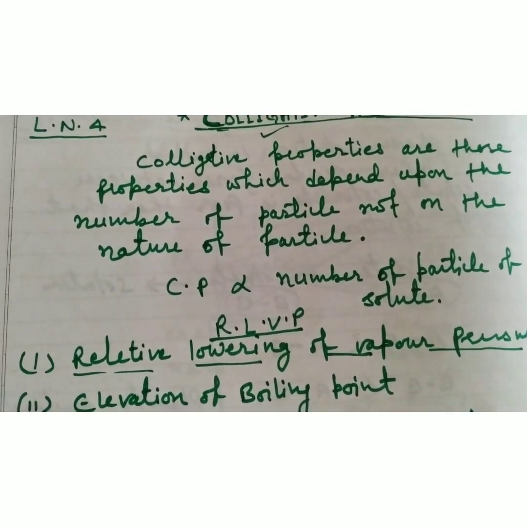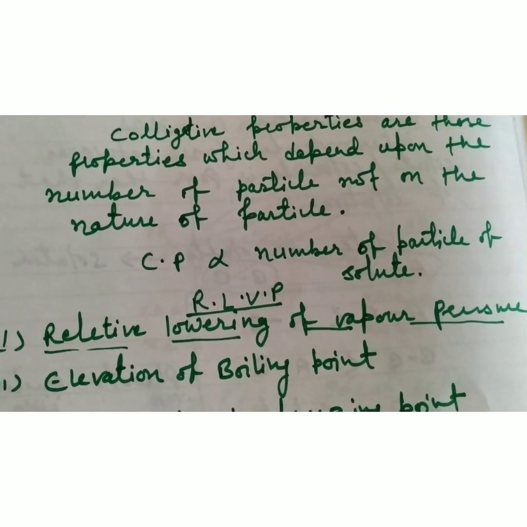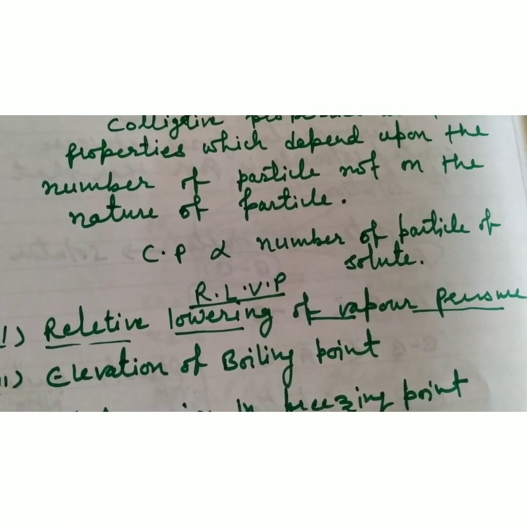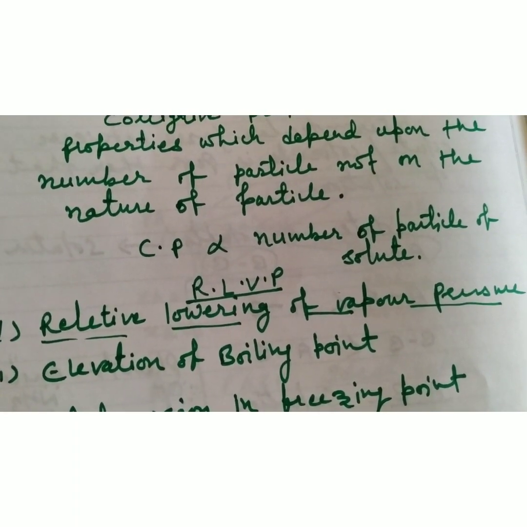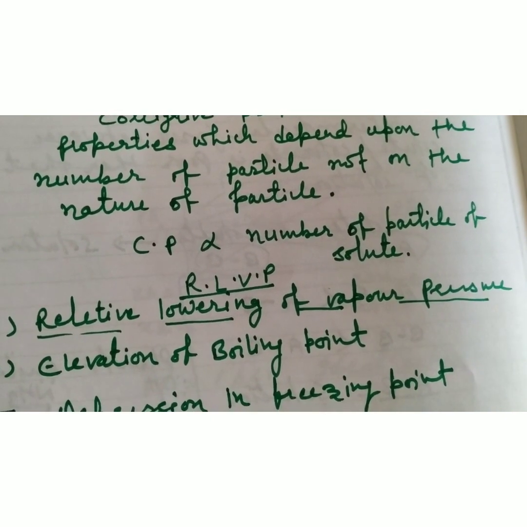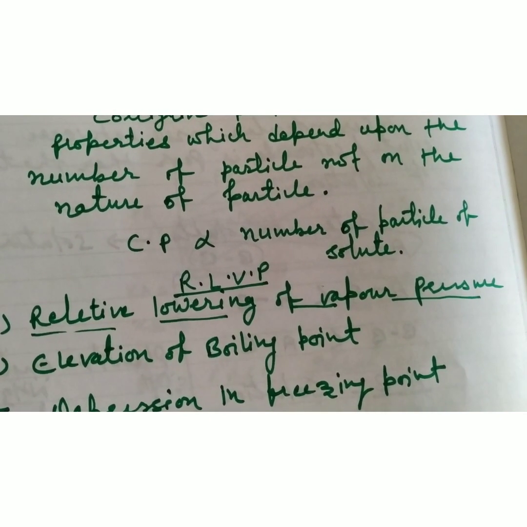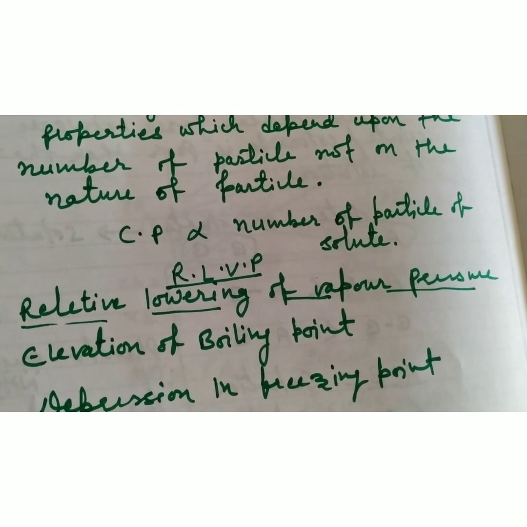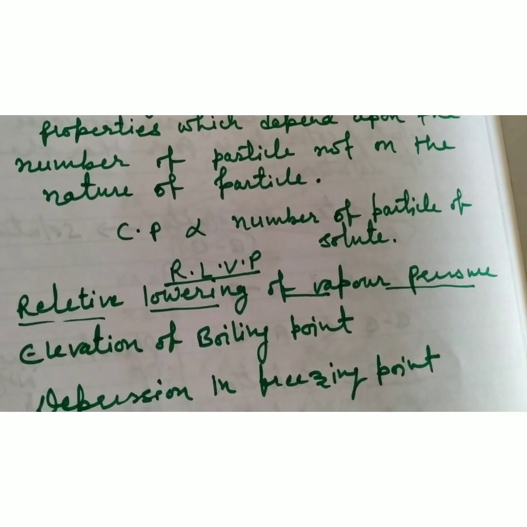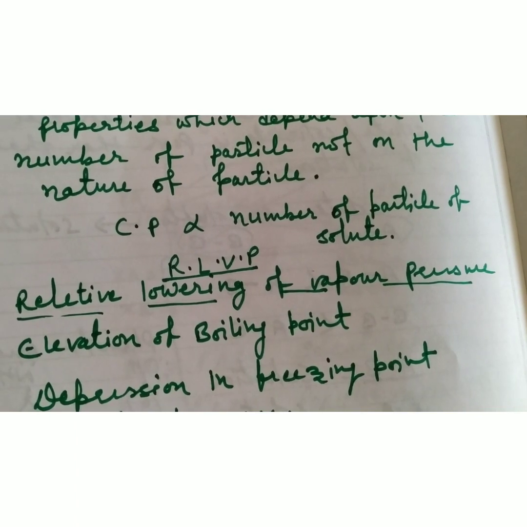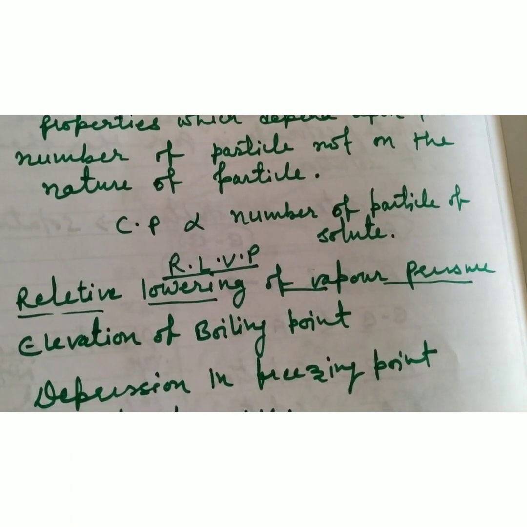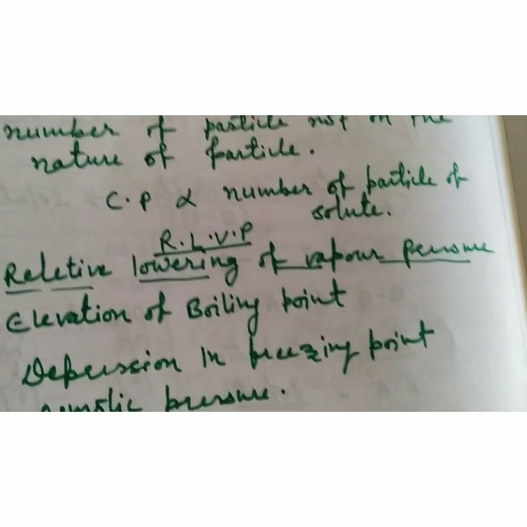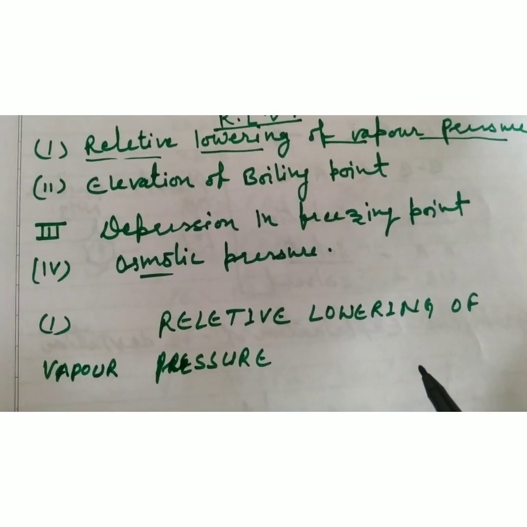Colligative properties are those properties which depend only on the number of particles, not on the nature of particles. Now the question arises, what do you mean by nature of particles? The nature of particles means the particle is acidic, basic, neutral, alcoholic, etc. And what do you mean by number of particles? Number of particles means the total concept about concentration: mole fraction, molality, normality, etc. Clear? So one by one, first of all, we will discuss relative lowering of vapor pressure.